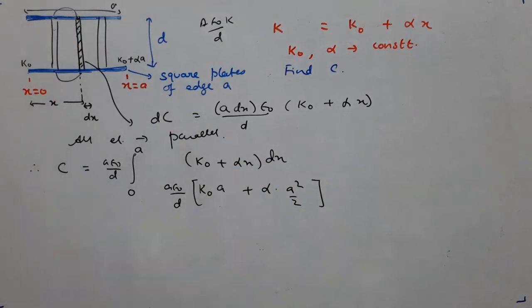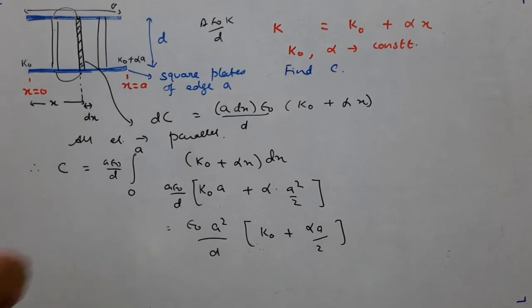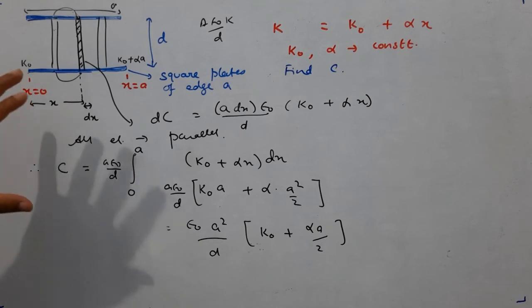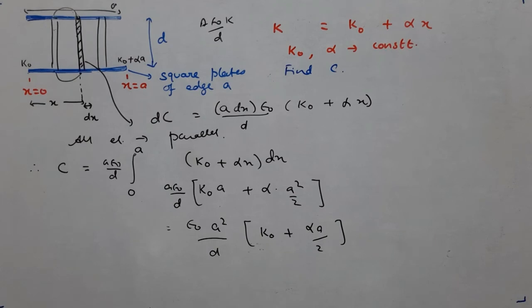So this is the answer to this particular question. Now we can take A common, we can simplify a bit, and we will get the final answer to this question. The final answer will be this much. So in this way we have to solve some of the questions. One more question I will discuss based on equivalent capacitance. Let's see that also.